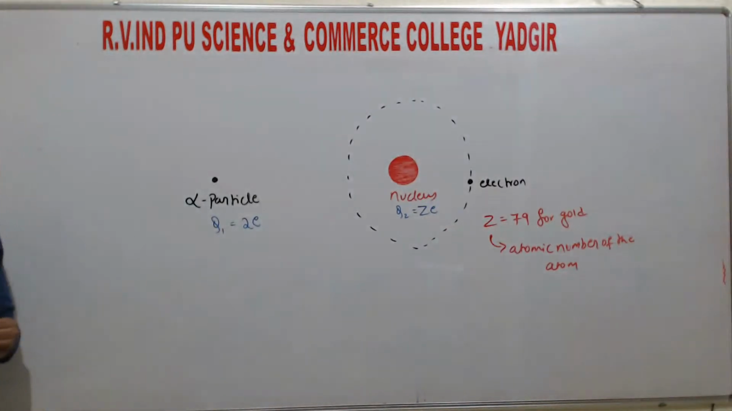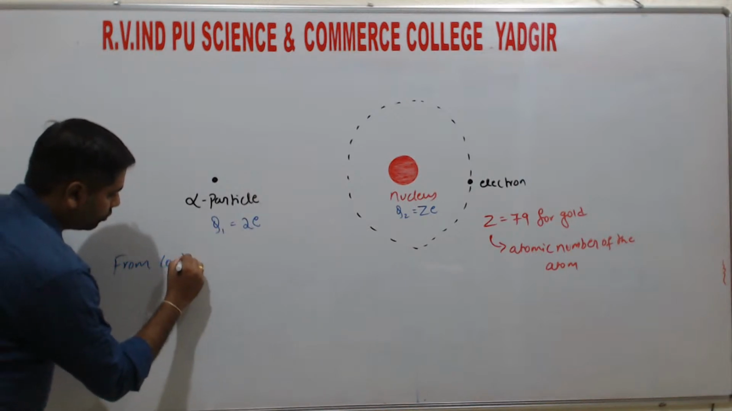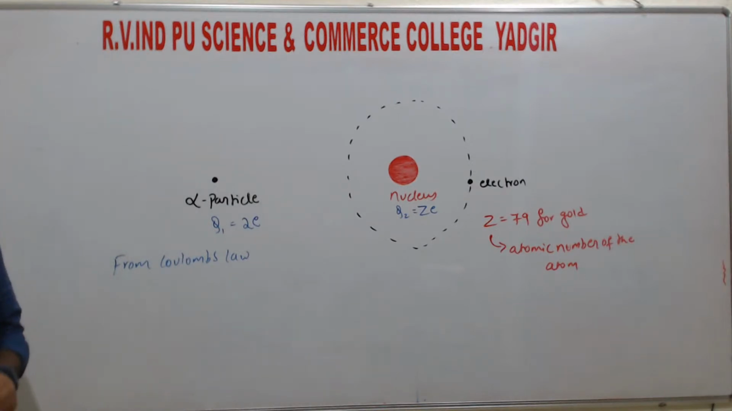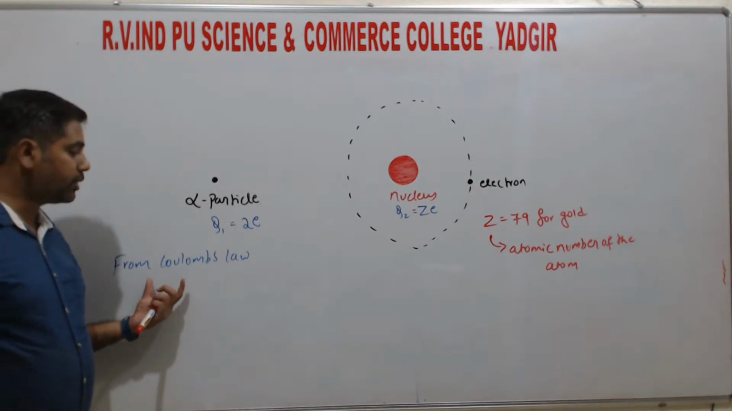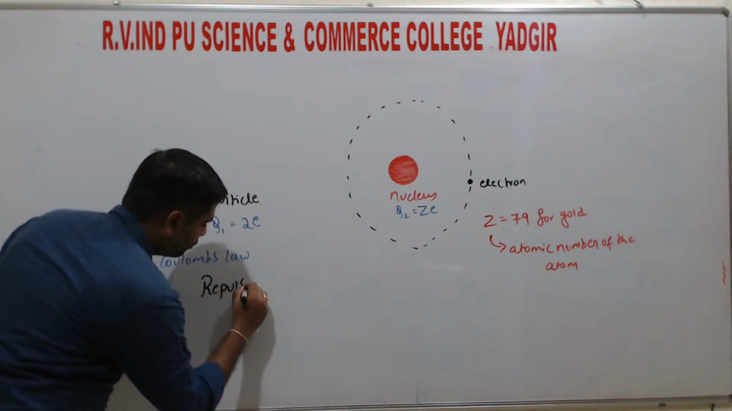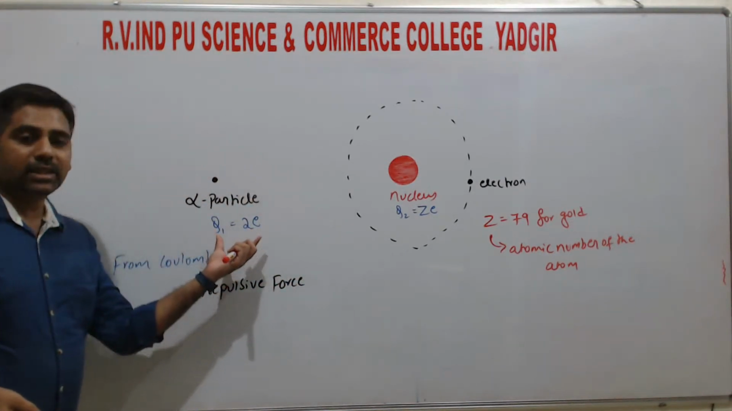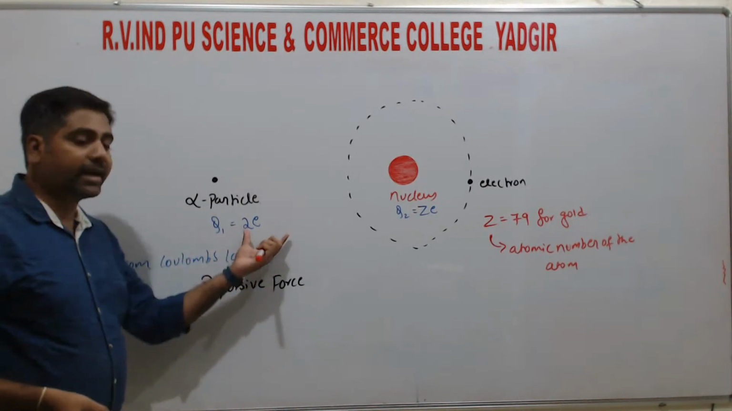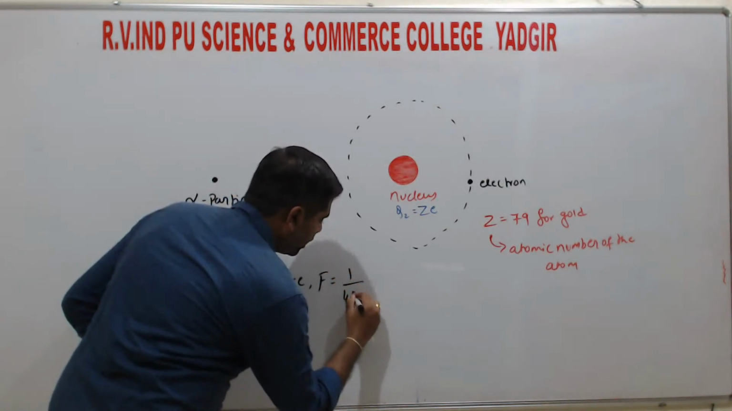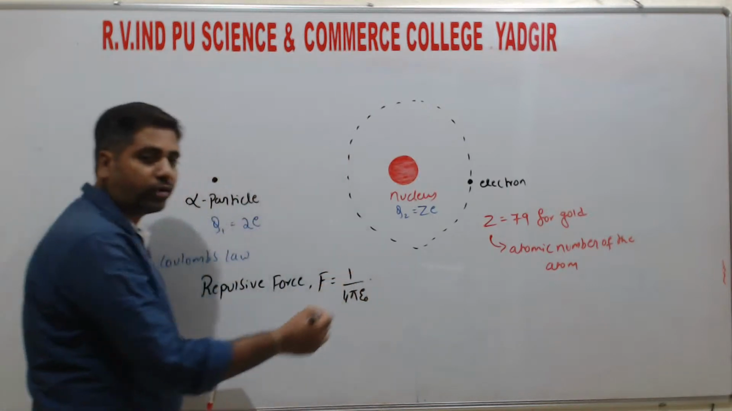From Coulomb's law of electrostatics, as we studied in the first chapter, we have the repulsive force, because like charges repel each other. Hence, we are getting the repulsive force. So the repulsive force F equals 1 divided by 4 pi epsilon naught into Q1 Q2 divided by R squared.